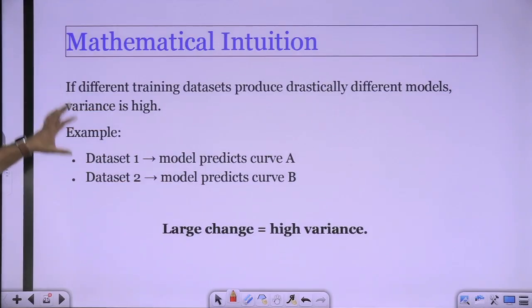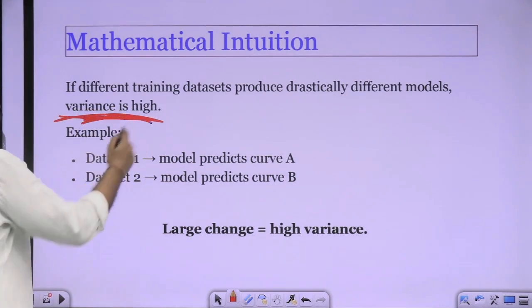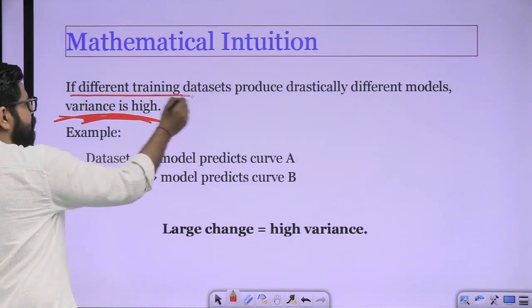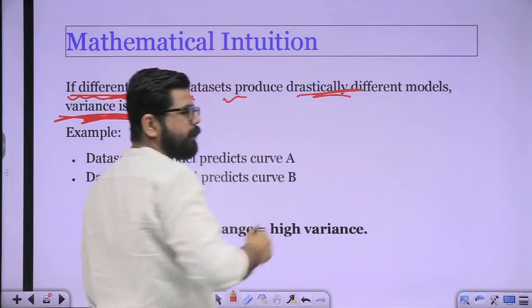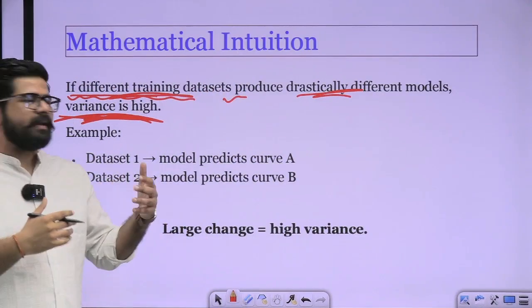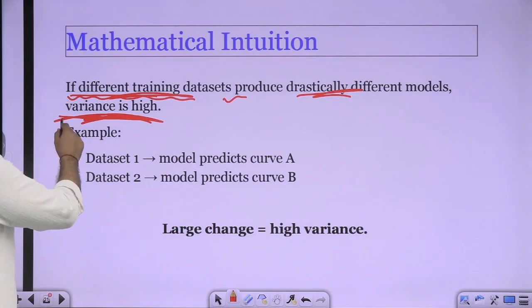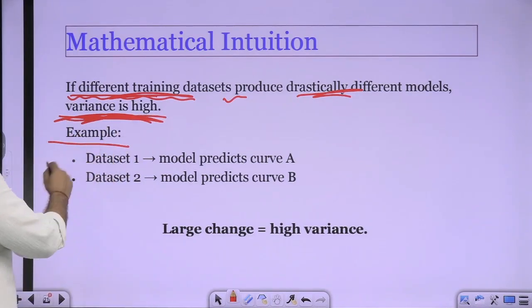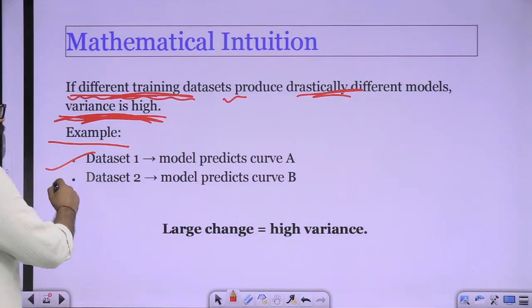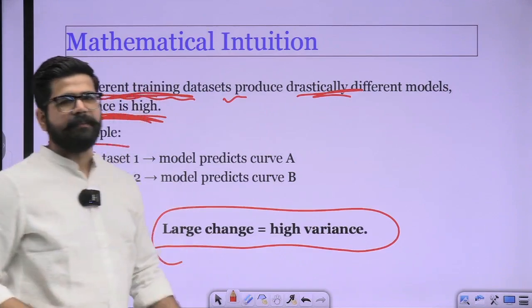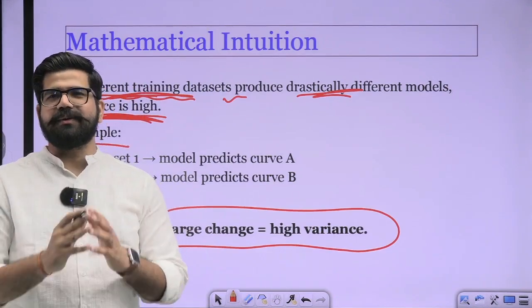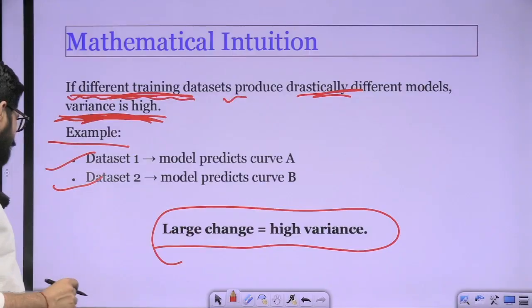Moving further, what is the mathematical intuition here? If different training data sets produce drastically different models, variance is too high. Keep in mind, if you have a different training data set and it provides drastically different models, then we can say the variance is too high. For example, data set 1 gives model prediction curve A, data set 2 gives model prediction curve B. A large change means large variance. If you see large changes in your model, then high variance is there.